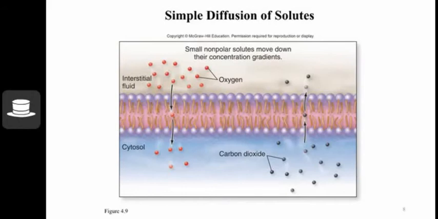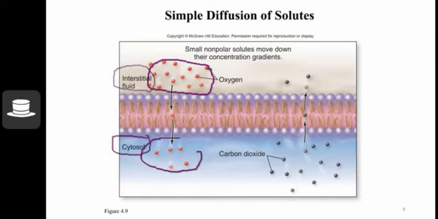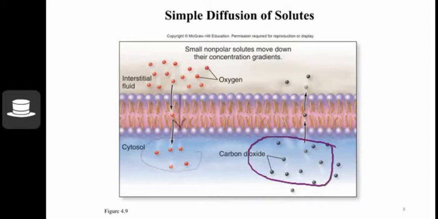So here's an example. Here on the outside, we have our interstitial fluid, which is outside of the cell. On the inside, we have our cytosol. And you can see here, we've got a much higher concentration of oxygen outside the cell than we do inside. And so the net movement is going to cause oxygen molecules to simply diffuse through the phospholipid membrane into the cell. On the other hand, carbon dioxide is also lipid soluble. The concentration tends to be higher inside the cell than outside, and so that's going to drive the net movement of carbon dioxide molecules outside the cell. Again, simple diffusion.